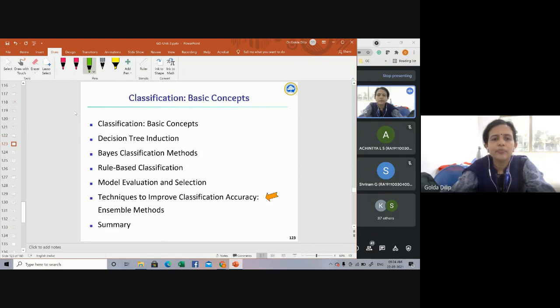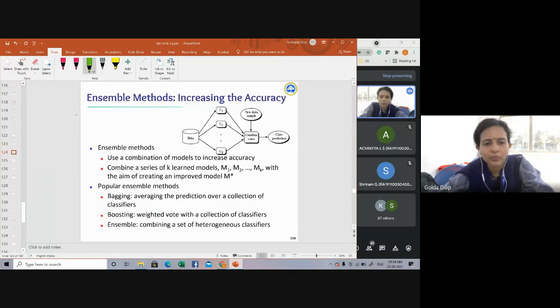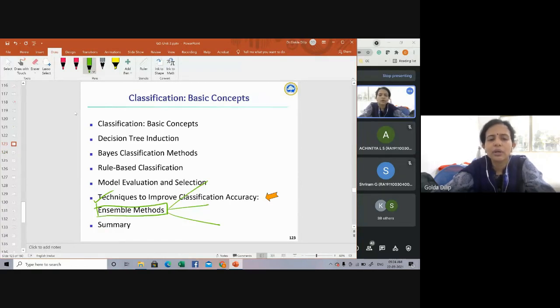Coming to the last topic, what are the various techniques used to improve the classification accuracy? We have a very popular technique called the ensembling technique, which itself is classified into three: bagging, boosting, and AdaBoost. These are the three techniques involved in improving the classification accuracy.